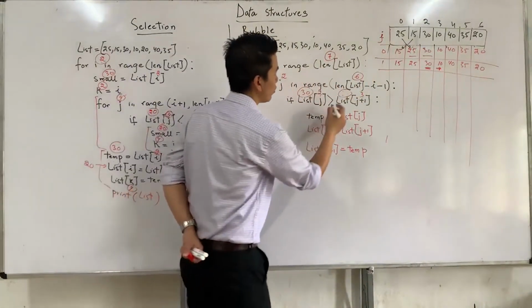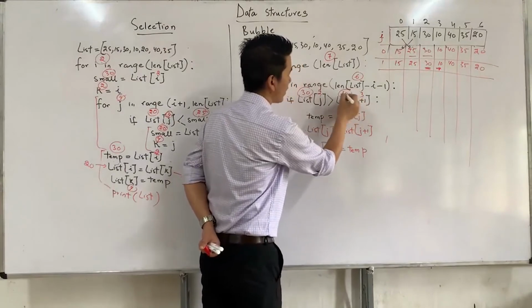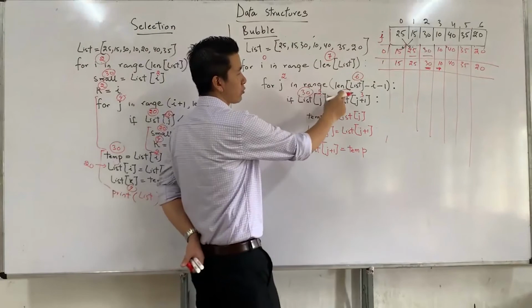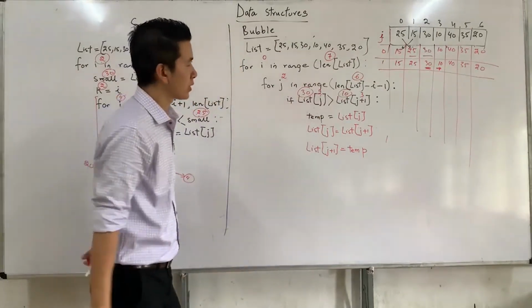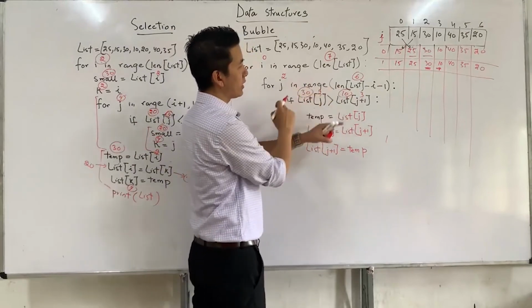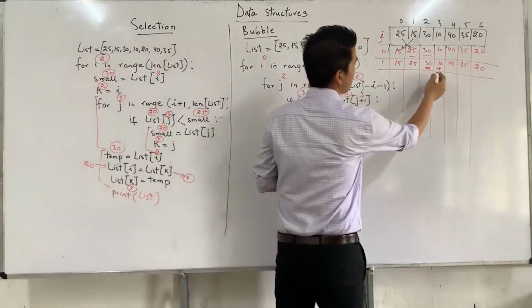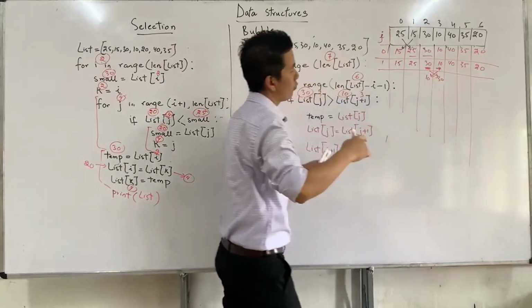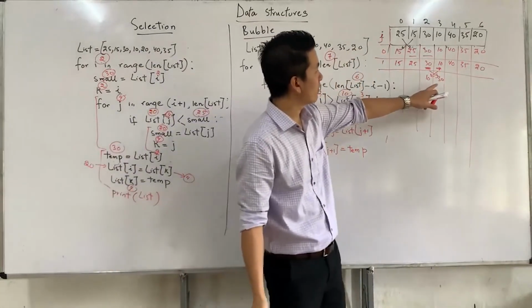You're pointing to 10, which means I'll have list of 3 as 10. So 30 is greater than 10. The condition is true. If the condition is true, what happens is they will be interchanged. So this 10 will come here, and this 30 will be at the earlier index of 10.